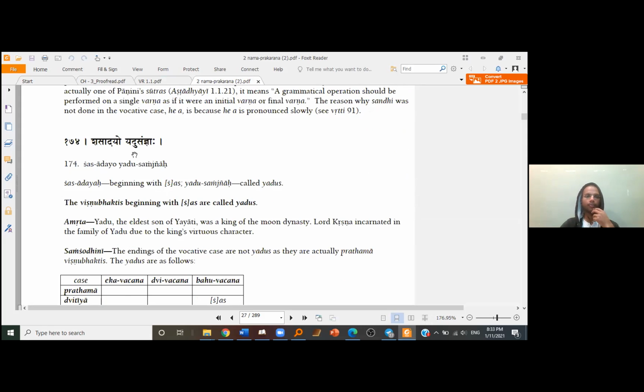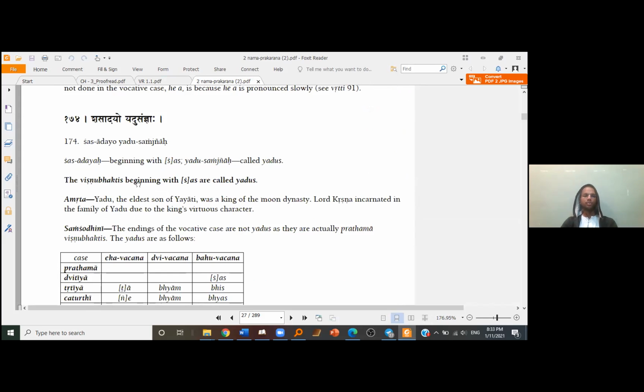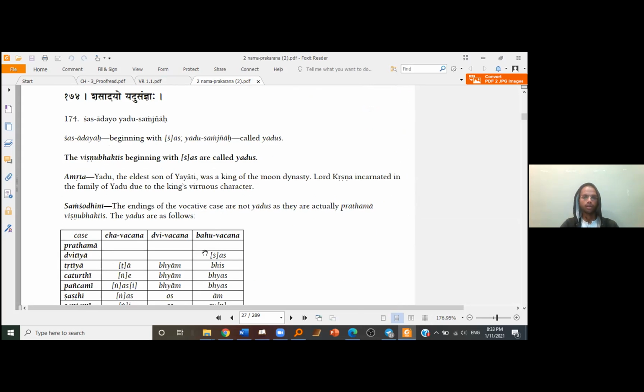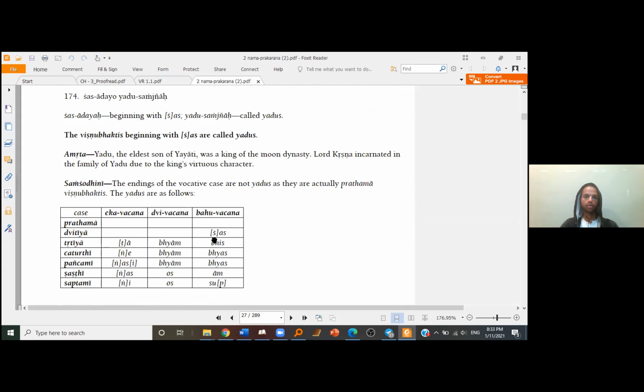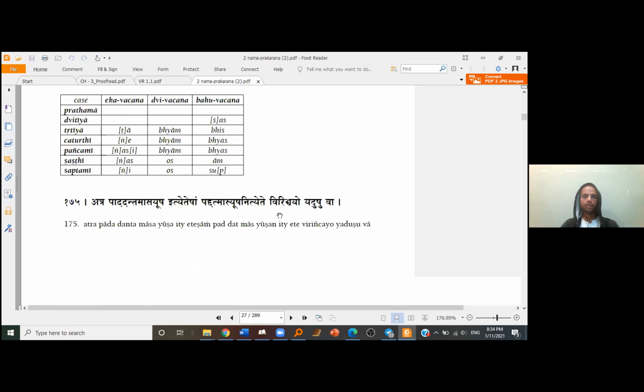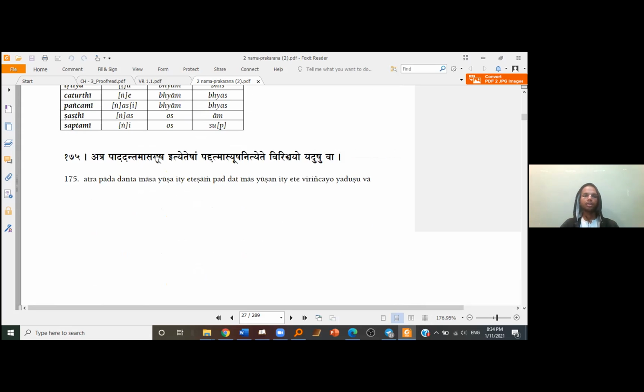Shasadayo Yadu Sangyaha. The Vishnu Bhaktis beginning with the Shas are called Yadus. So all the Vishnu Bhaktis which begin with Shas from here, they are collectively known as Yadus. So from Shas onwards. Okay. So this is a Sangya Sutra, a new Sangya. What is Yadu? Shasadayo Yadu Sangya. Atra pad dantamas yush ityete sham pad datmas yushan ityete viringchayo yadushva. Now still Aramanta Shabdas are being discussed.